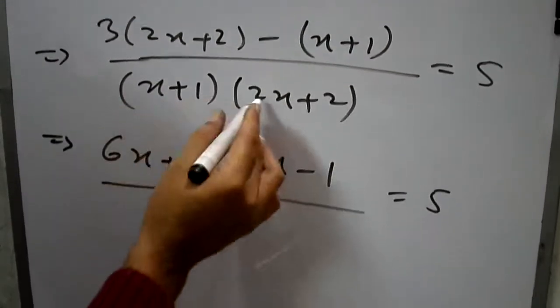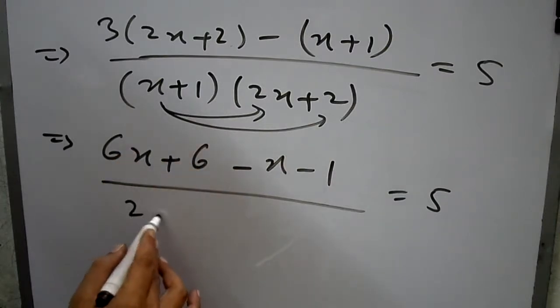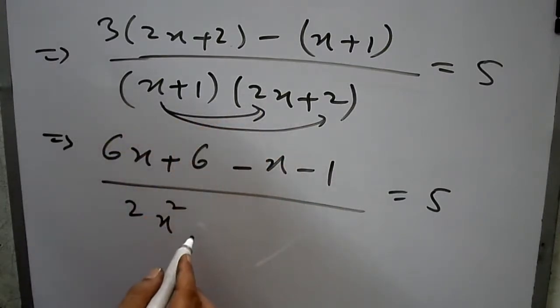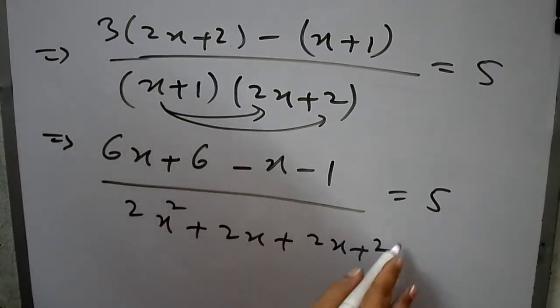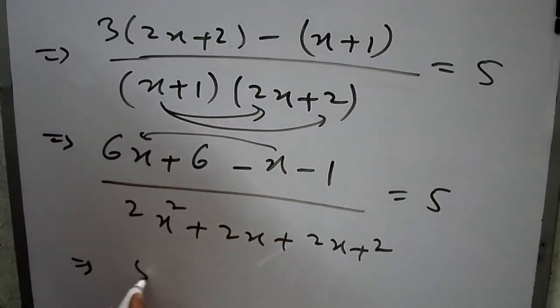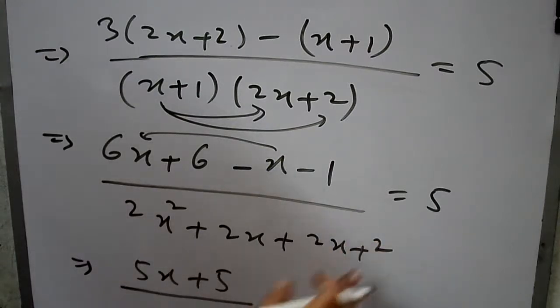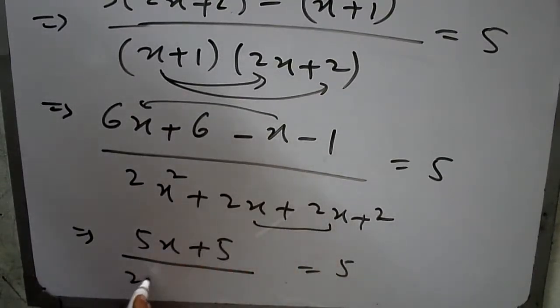So by multiplication, you will get this term will be multiplied with this one and this one, so you will get 2x square and then plus 2x, then plus 2x, then plus 2. So by using cross multiplication and addition and subtraction of the similar terms, you will get 5x plus 5 divided by, but first of all we have to simplify it, so 2x square plus 4x plus 2. Now in next steps we can simplify.